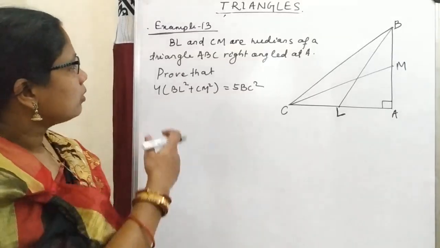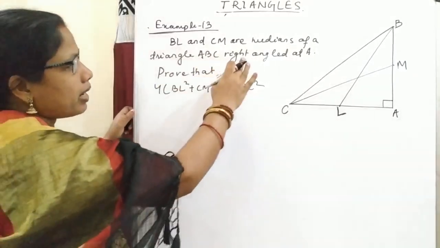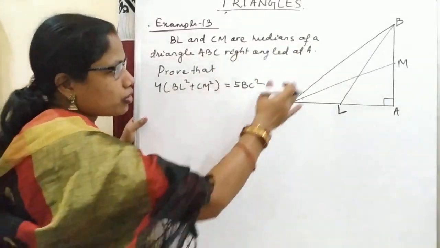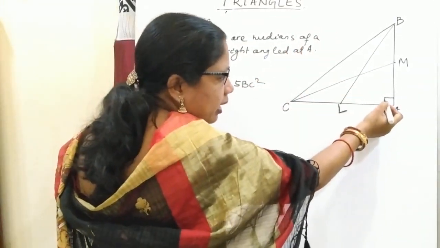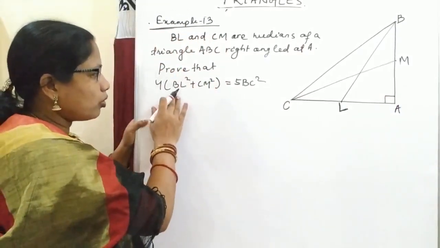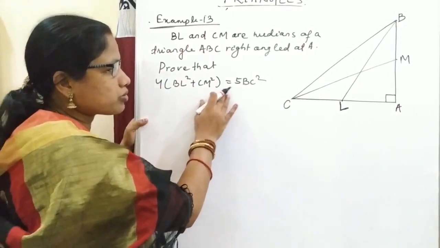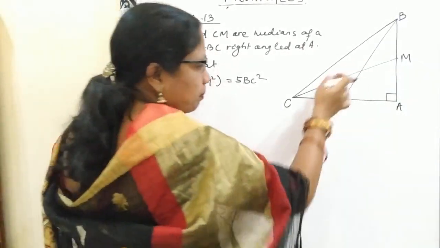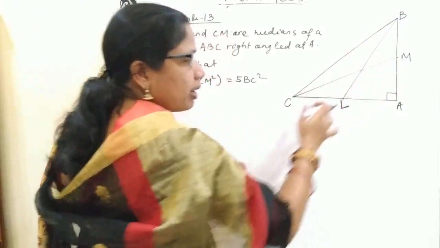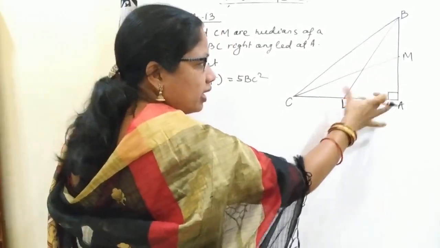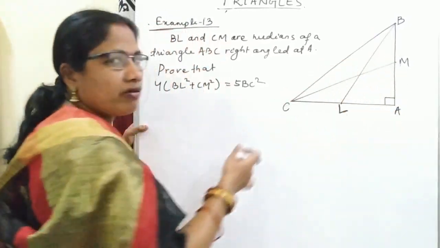Next example: BL and CM are medians of a triangle ABC, right angled at A. So here in triangle ABC, angle A is 90 degrees. Prove that 4 times (BL square plus CM square) is equal to 5 BC square. It is given that BL and CM are the medians, that means L is the midpoint of AC and M is the midpoint of AB.